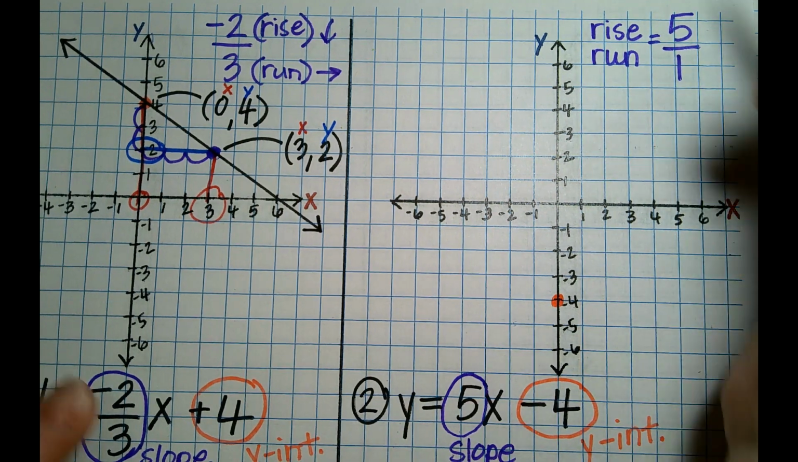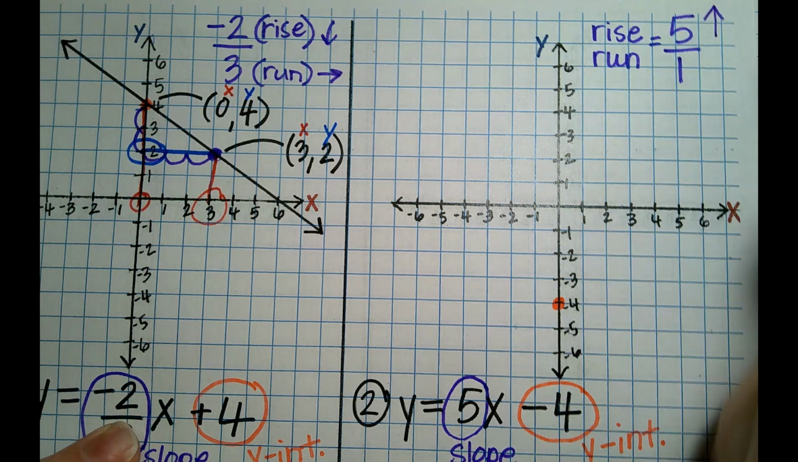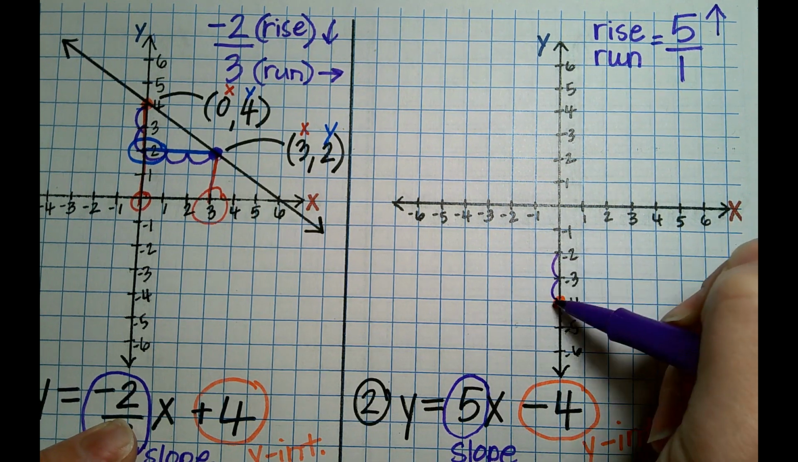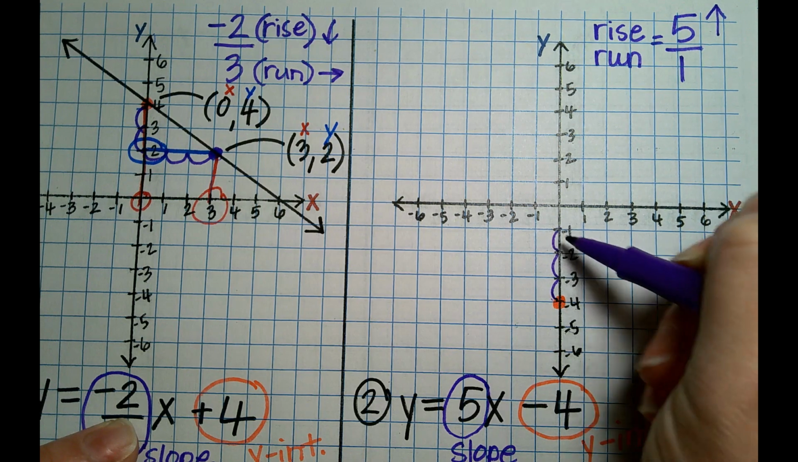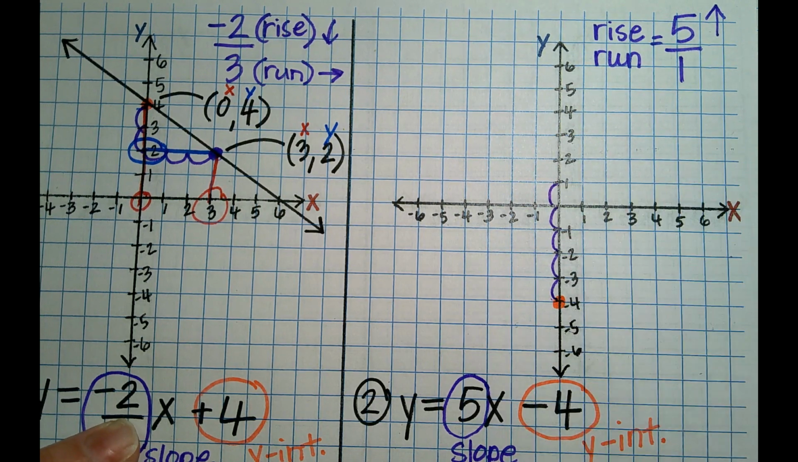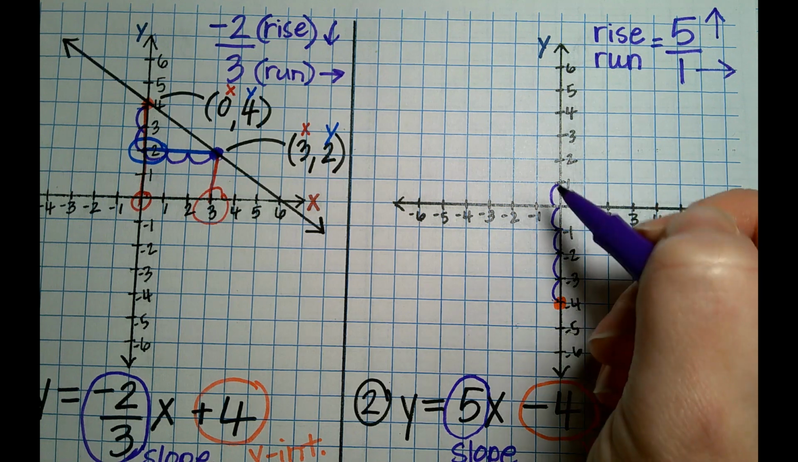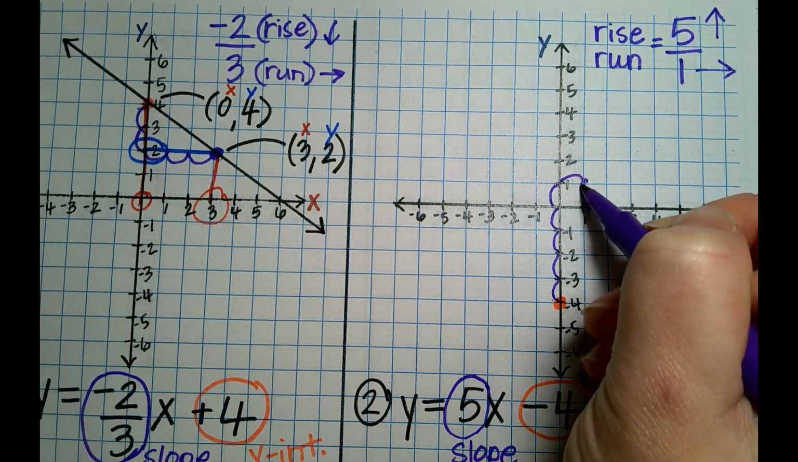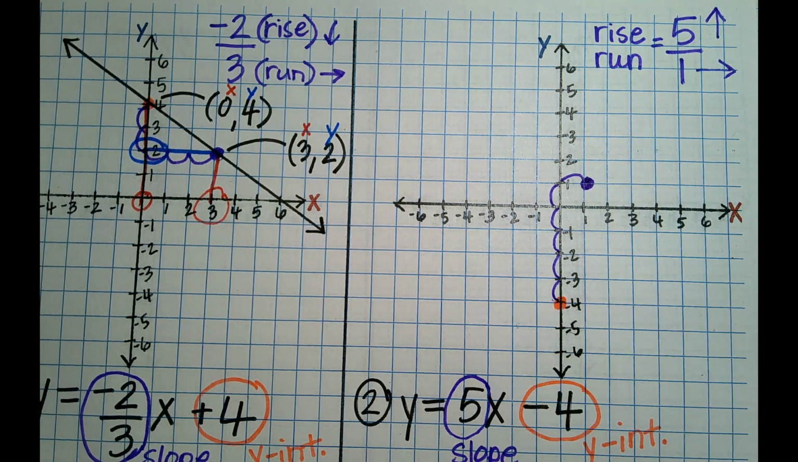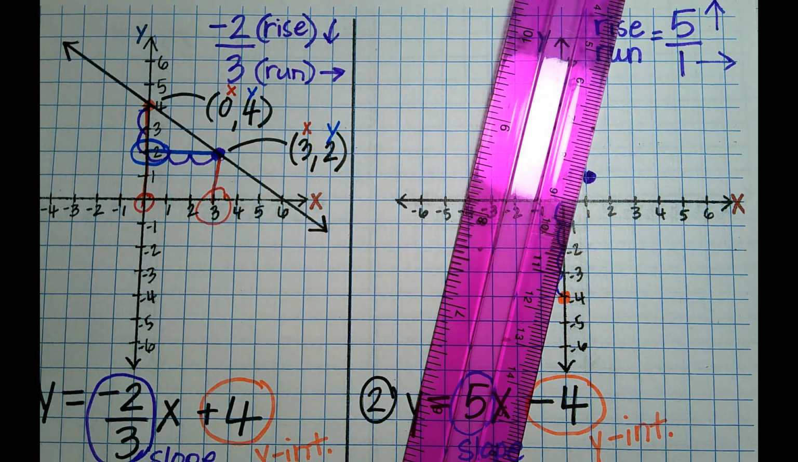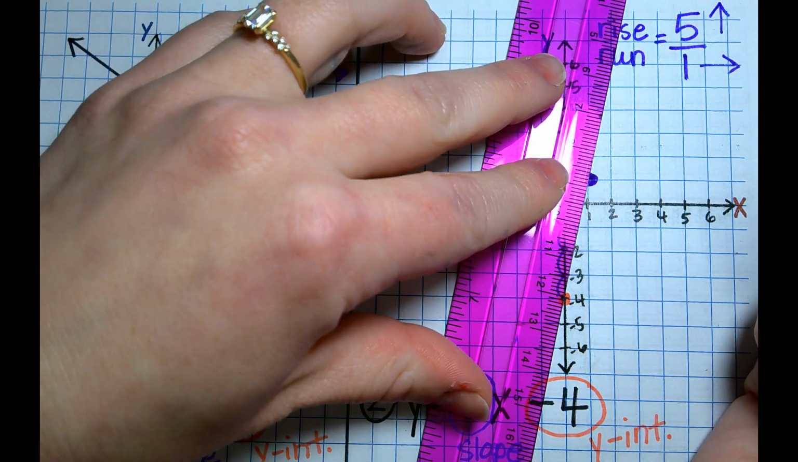So if our rise is 5, we're going to go from here up 5. So 1, 2, 3, 4, 5, and over 1 to the right. That's our next point. What's step 3? Make your line with the arrow. Connect the dots, make your line, add your arrows, all of that good stuff.